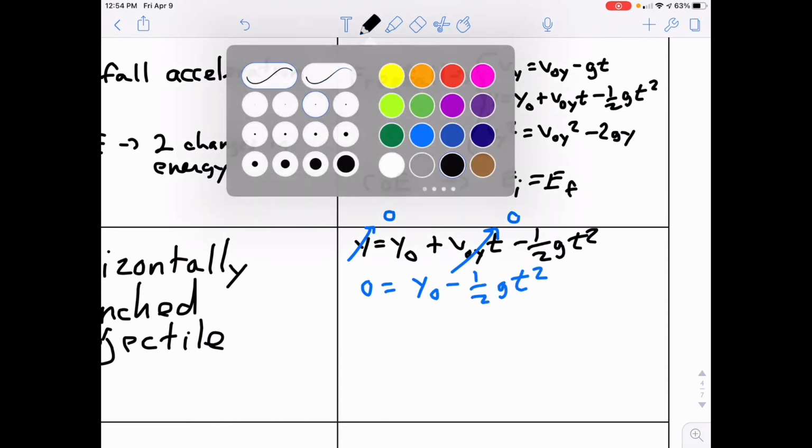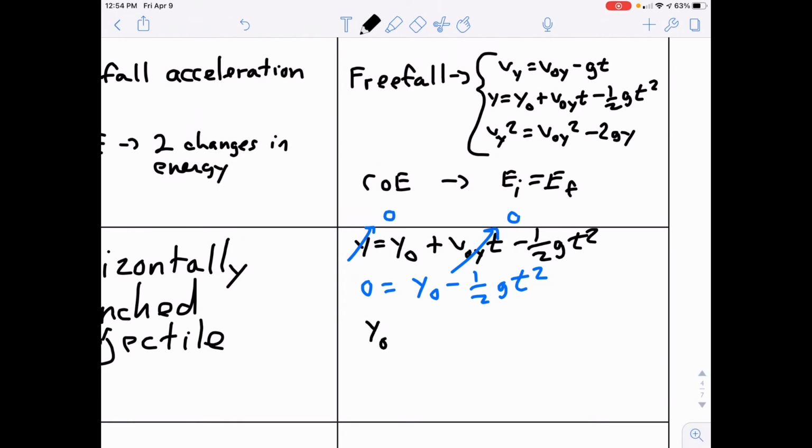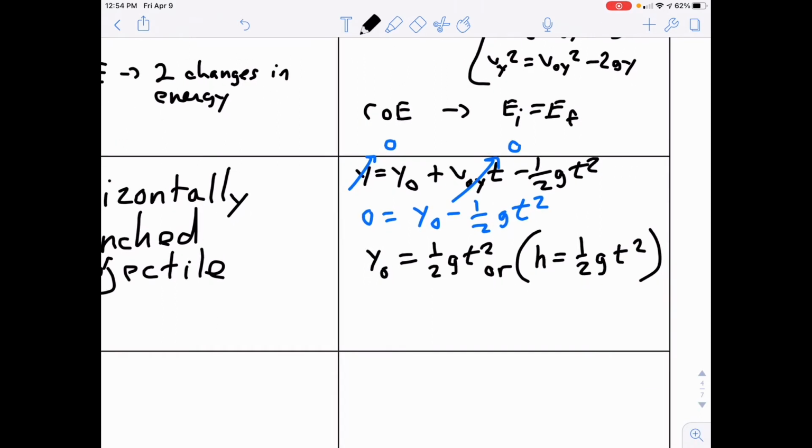So we can really write this as y naught, the height of the cliff or tabletop or whatever the horizontal surface is, equals 1/2 g t squared. Sometimes I've seen it just written as h, the height, equals 1/2 g t squared. That would be fine as well. And you also have x equals v naught x times t.